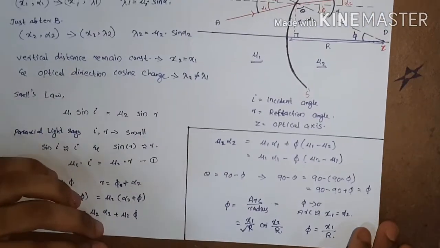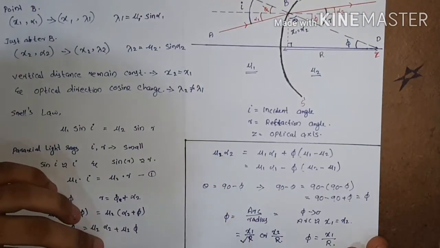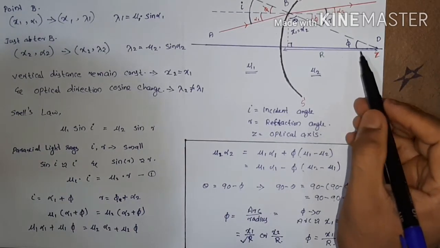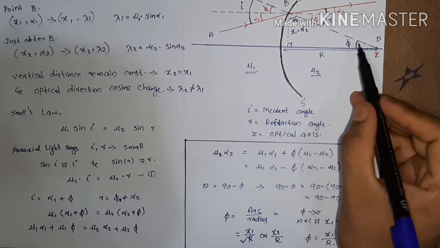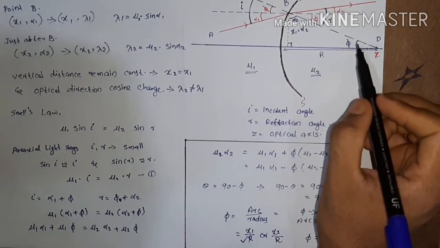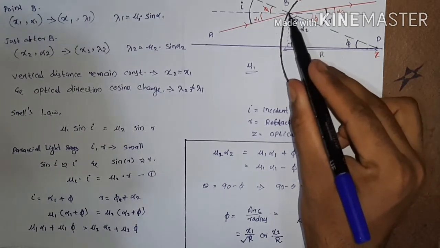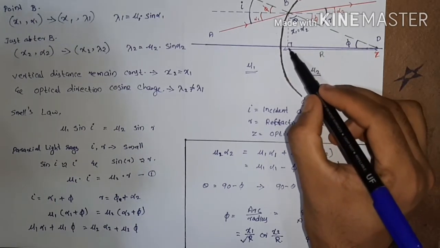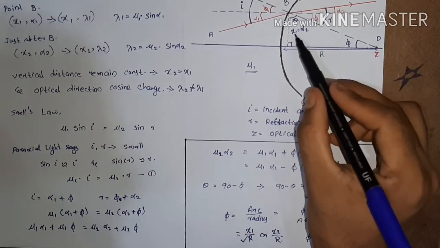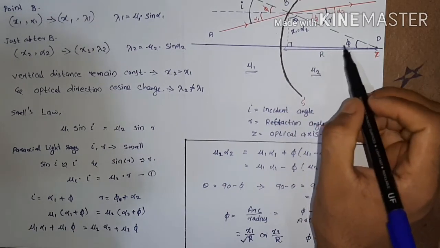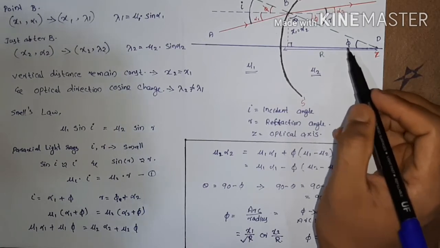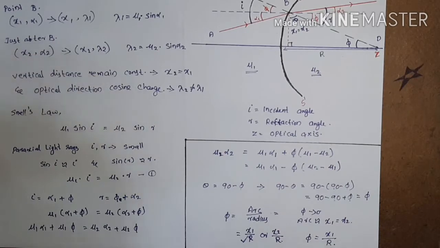This can be represented in a different manner. When this angle is phi, I can write tan theta, which is opposite side divided by adjacent side. So if I drop this perpendicular from point B to this point, and this angle phi is very small, tan phi will be equal to x1 divided by r. For small angle phi, tan phi is approximately equal to phi itself. So phi is nothing but x1 divided by r itself.